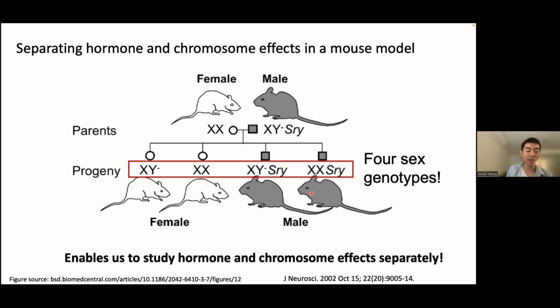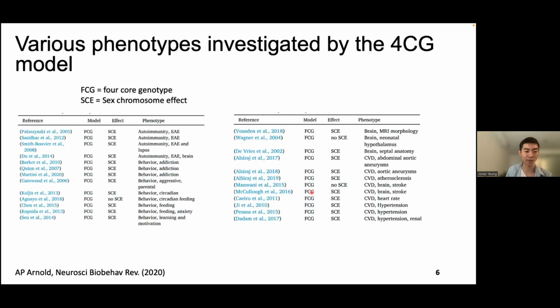It has been employed various times to investigate a variety of different phenotypes to investigate sex differences. So here I'm showing a table from a review that lists some of the phenotypes that this model was used to separate out the chromosome effects from the hormones. And some of these phenotypes include autoimmunity, behavior, brain morphology, hypertension. And at the Mouse Imaging Center, or at least from the previous talk given by Brian, we look at late effects of cancer treatment, which includes chemotherapy. But in this talk, I'll be focusing on radiation.